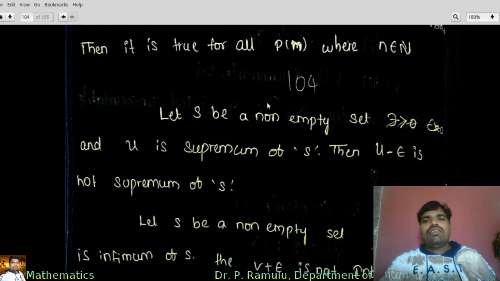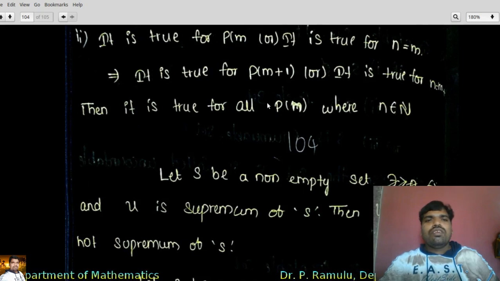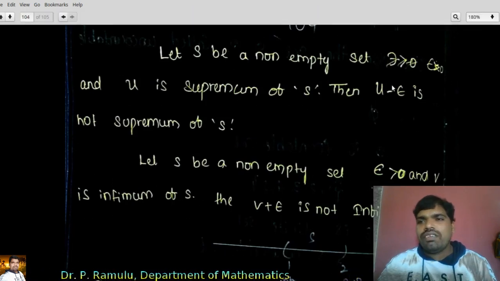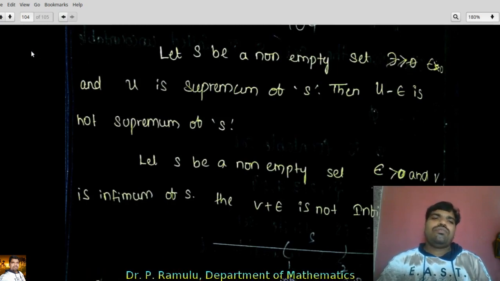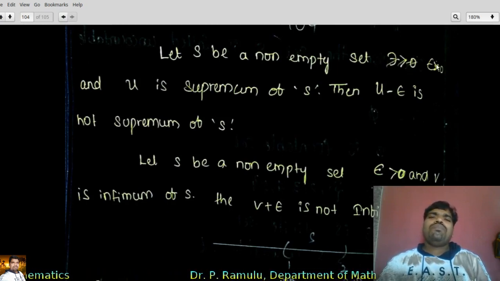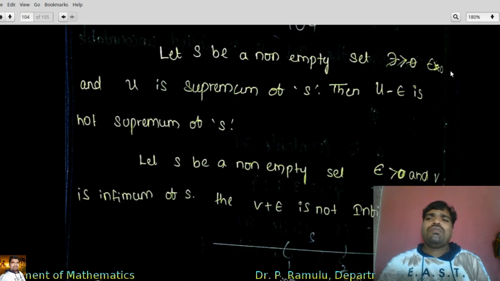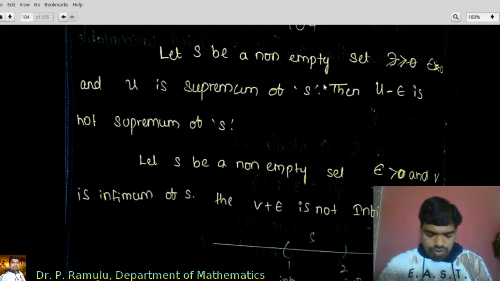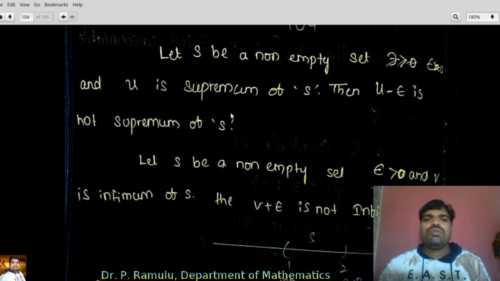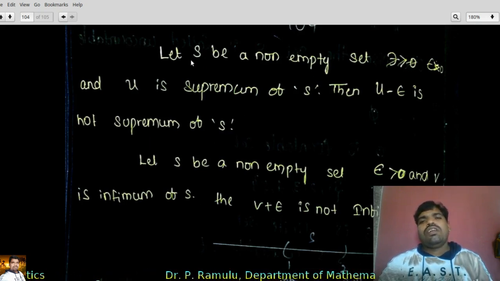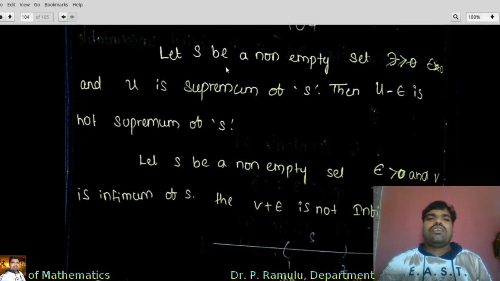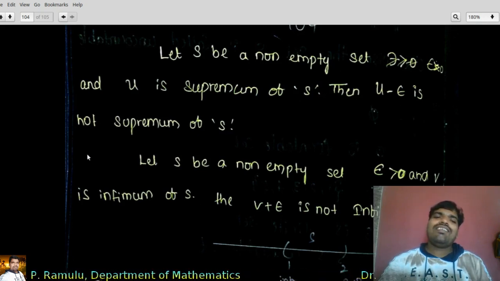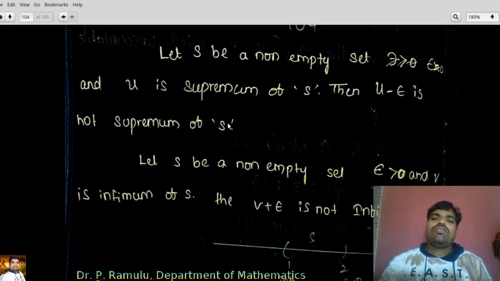I want to define some properties of infimum and supremum. Let S be a non-empty set and epsilon greater than 0. If U is the supremum of S, then U minus epsilon is not a supremum of S.